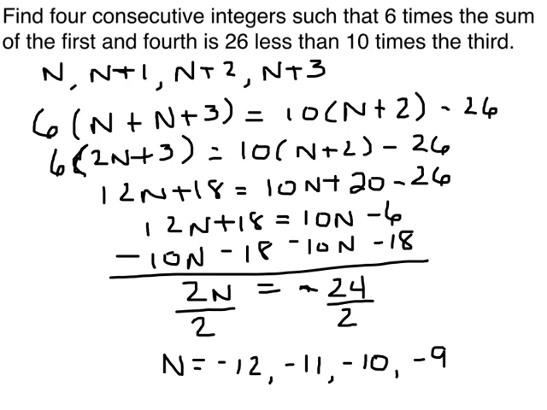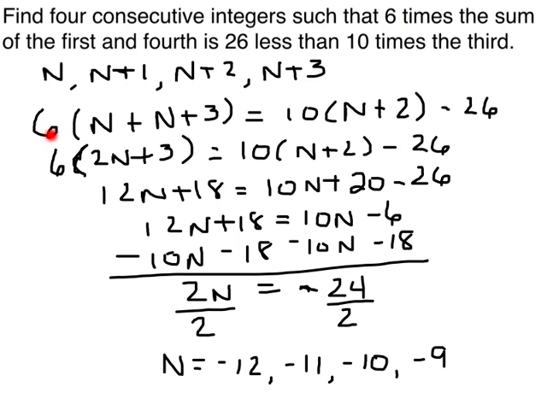This one says find 4 consecutive integers such that 6 times the sum of the first and fourth is 26 less than 10 times the third. Now in the other one, I would have added 26 here if it's 26 less than. The other thing I can do is I can subtract 26 from this side to keep it equal, to make them equal. So then I simply substitute in everything, all the correct integers.